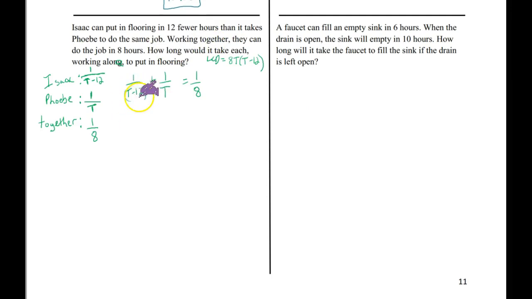So this has the 12 minus t. It needs the 8t. So I'm going to multiply by 8t in the denominator, 8t in the numerator. This has the t. It needs an 8 and the t minus 12. The same thing in the numerator.